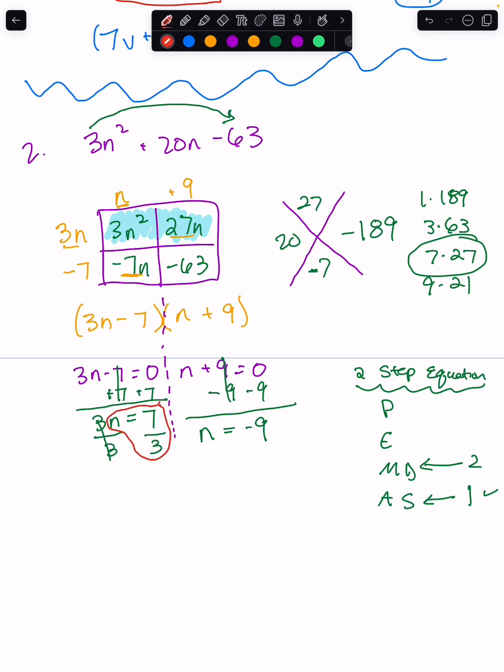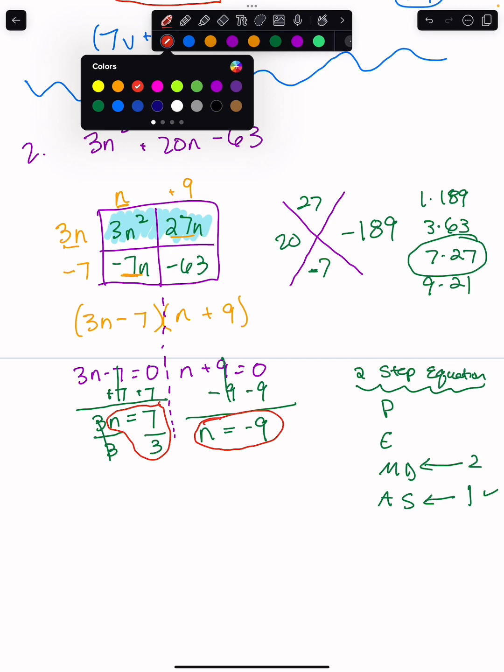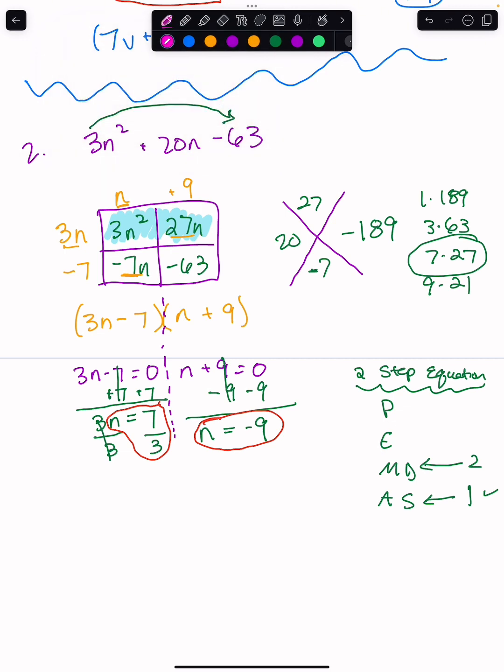This is one of your zeros. That is your other zero. So when you're finding your zeros, you have to do the order of operations backwards, okay? Let's go ahead and slide down to another one. Let's see. Let's do pink this time.